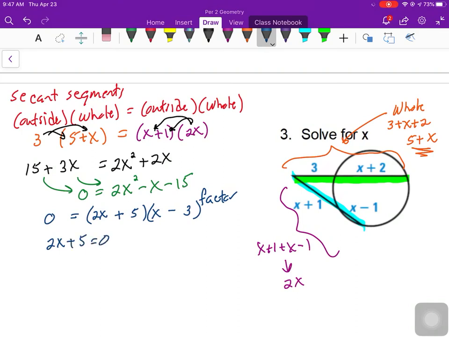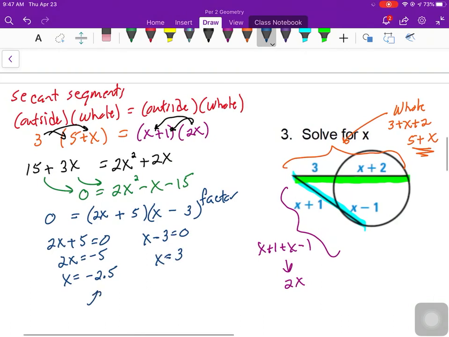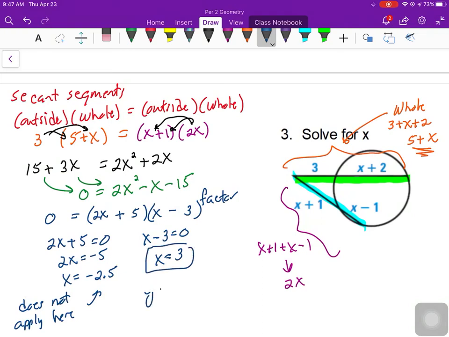I set each of those factors equal to 0. This one I'll have to subtract 5 and divide by 2. This one I just add 3. And again, this one does not apply here. Can't have a negative length. So this is my answer.